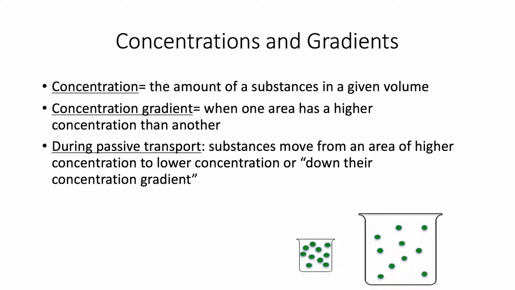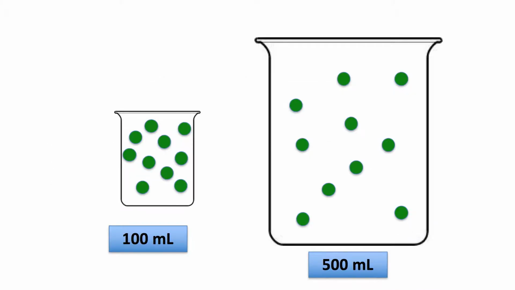During passive transport, substances move from an area of high concentration to low concentration, or down their concentration gradient. Right here you can see two beakers, and they each have 10 solute particles inside of them. There's 10 in each beaker. However, even though they have the same number of solute particles, they have different concentrations because the volume here is smaller, which means that the particles are more crowded. We say that this beaker has a higher concentration. This beaker, on the other hand, the 500 milliliter beaker, has a lot more fluid and the particles are more spread out. So we would say that this has a relatively lower concentration than the other beaker.